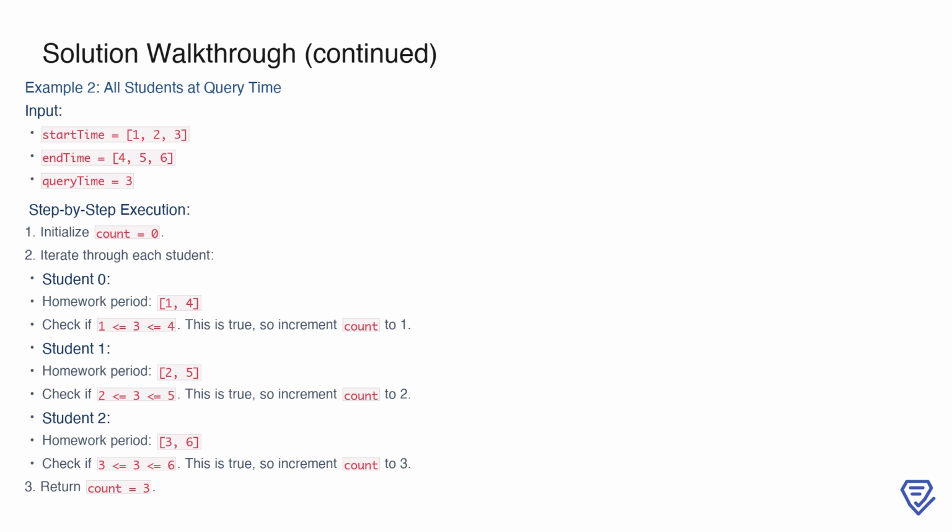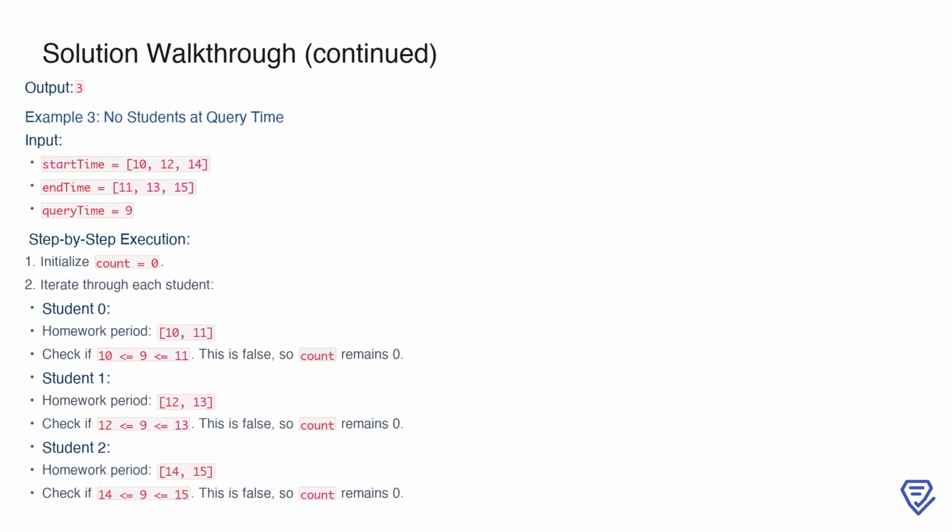For the third student, their homework period is 3, 6, and we check if 3 ≤ 3 ≤ 6. This condition is true as well, so we increment the count to 3. After iterating through all students, the count is 3, which means all 3 students were doing homework at query time.